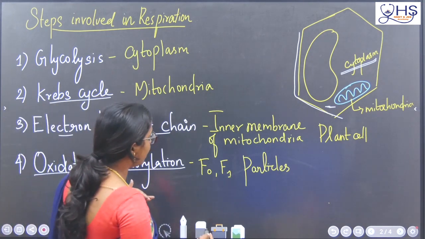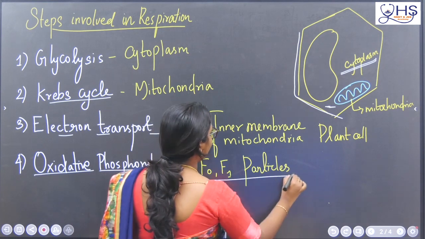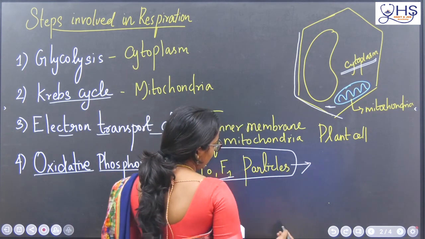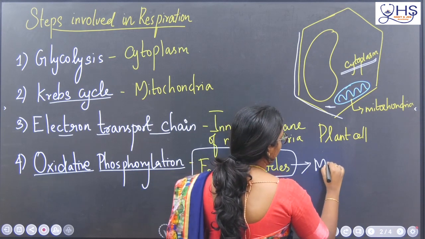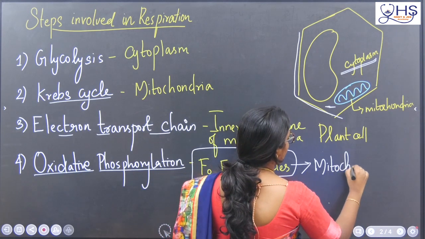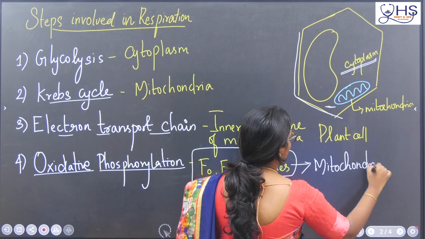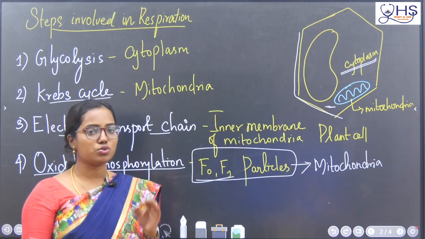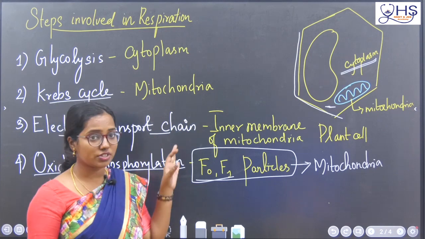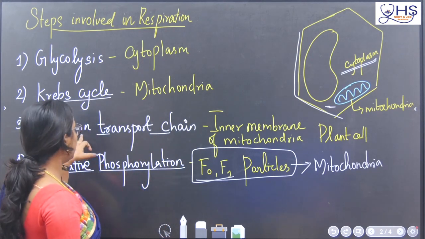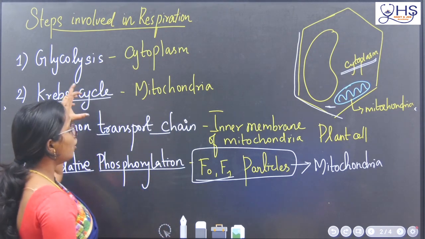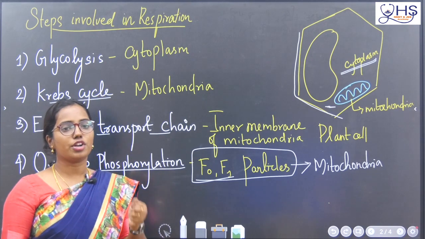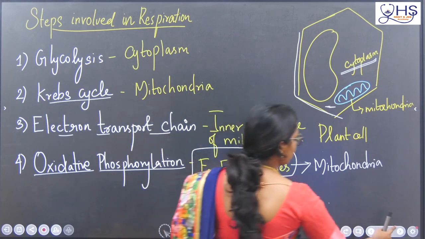Oxidative phosphorylation takes place in the F0 F1 particles. F0 F1 particles எங்க present ஆயிருக்குனா, these particles are also present in the mitochondria. That is the reason why mitochondria is called the powerhouse of the cell. நம்ம ஏன் mitochondria powerhouse of the cell அப்படினு சொல்றோம் அப்படினா, because ETC and oxidative phosphorylation and Krebs cycle together happen in the mitochondria to produce energy.